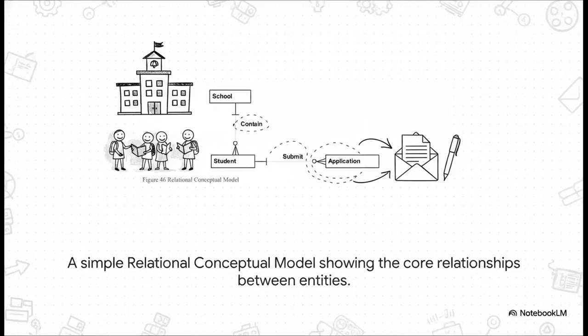And this slide shows that simplicity just perfectly. We have three core things, three entities: a school, a student, and an application. The relationships are just as clear. A school contains students, and a student submits an application. That's it. It's a simple, clear diagram that anyone in the business can look at and immediately understand.